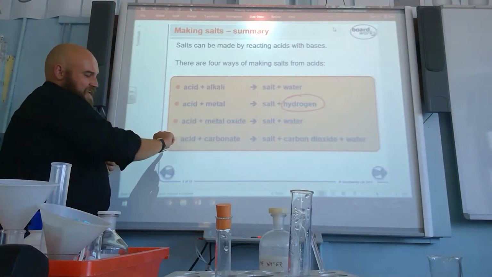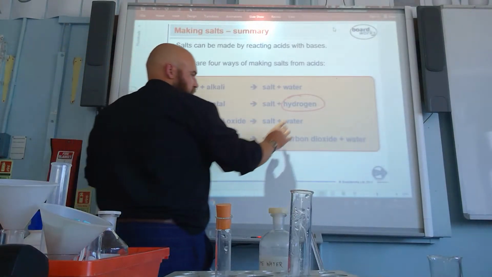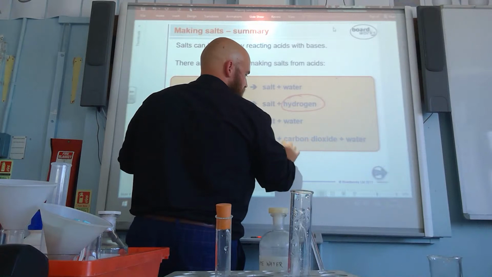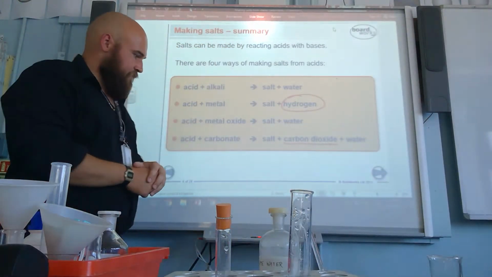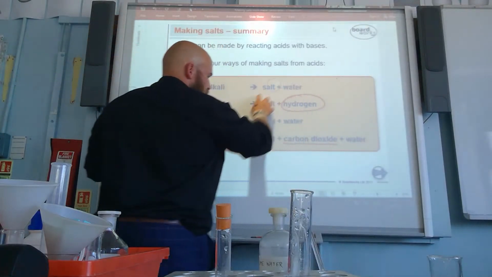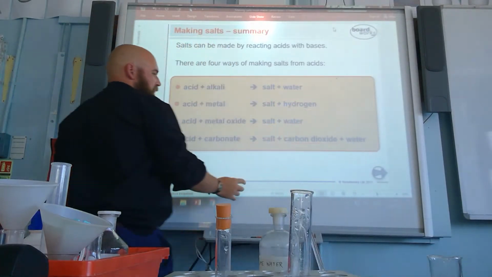And today, an acid plus a carbonate makes a salt plus carbon dioxide plus water. And how would we test the carbon dioxide? Lime water goes cloudy. All right. So again, just to recap what we did last week as well.